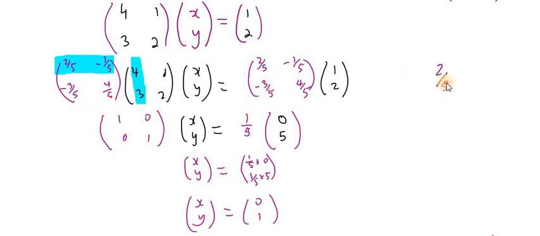So 2/5 multiplied by 4 plus -1/5 multiplied by 3.